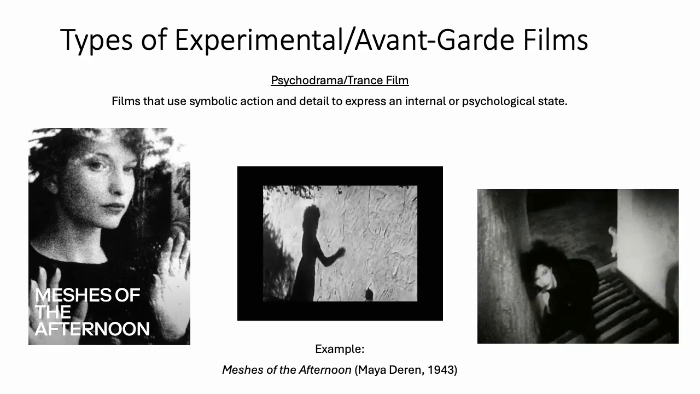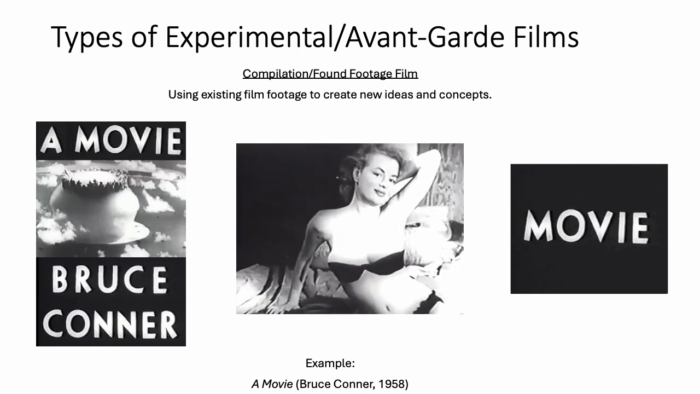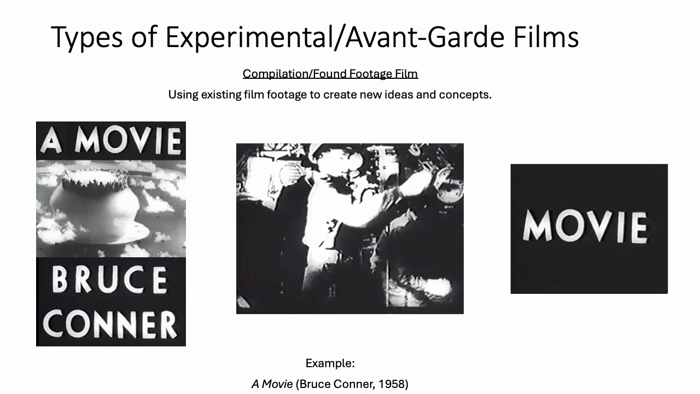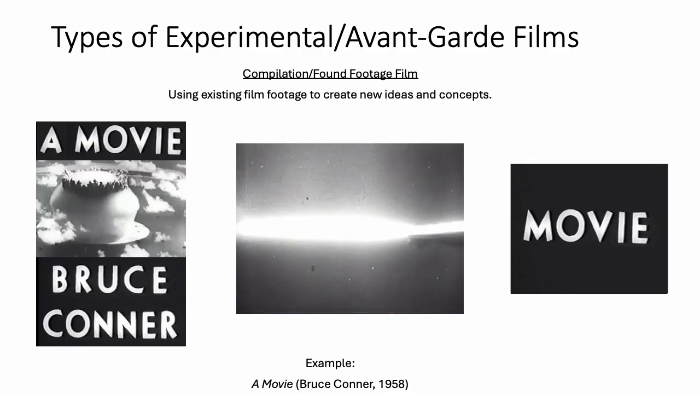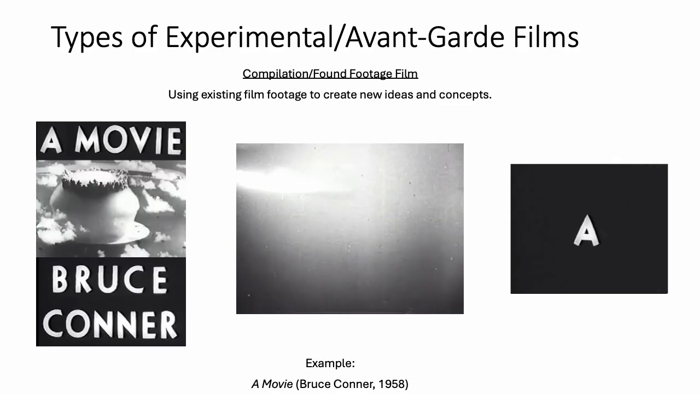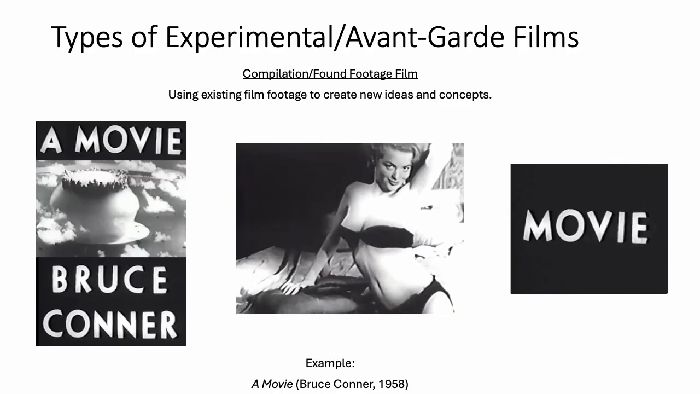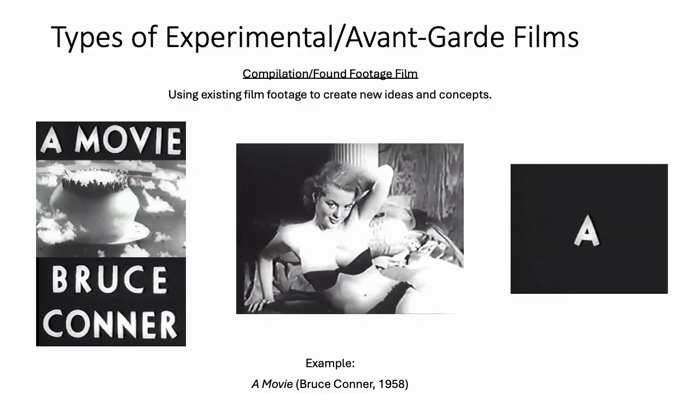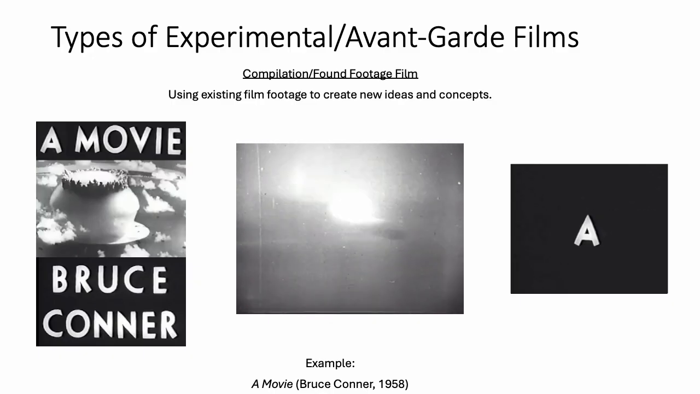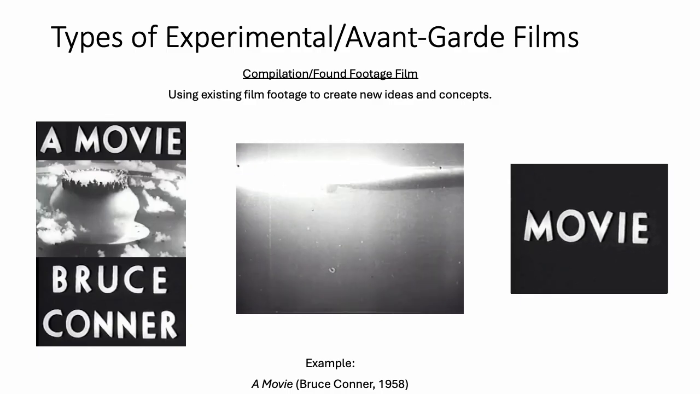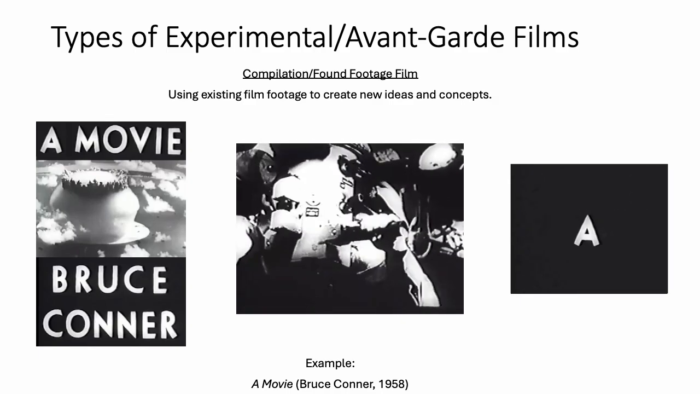Compilation or found footage films use existing film footage to create new ideas and concepts. One of the earliest examples of this was a film by Bruce Conner in 1958 called A Movie. Bruce Conner took existing film footage from different films and cut them together, relying on the Kuleshov effect, to produce a completely different film that had a different meaning than was intended in the original film footage. These compilation or found footage films are the precursors to what we know today as the mashup film.